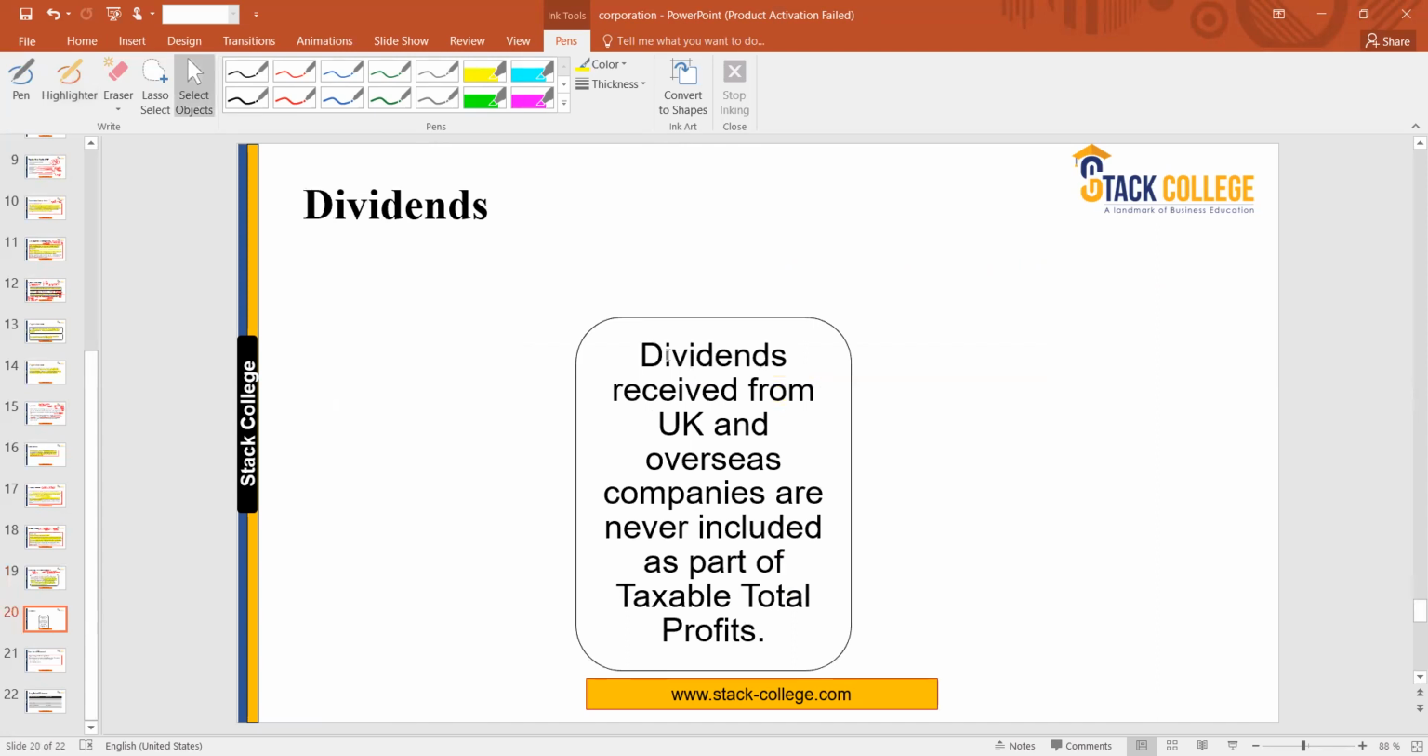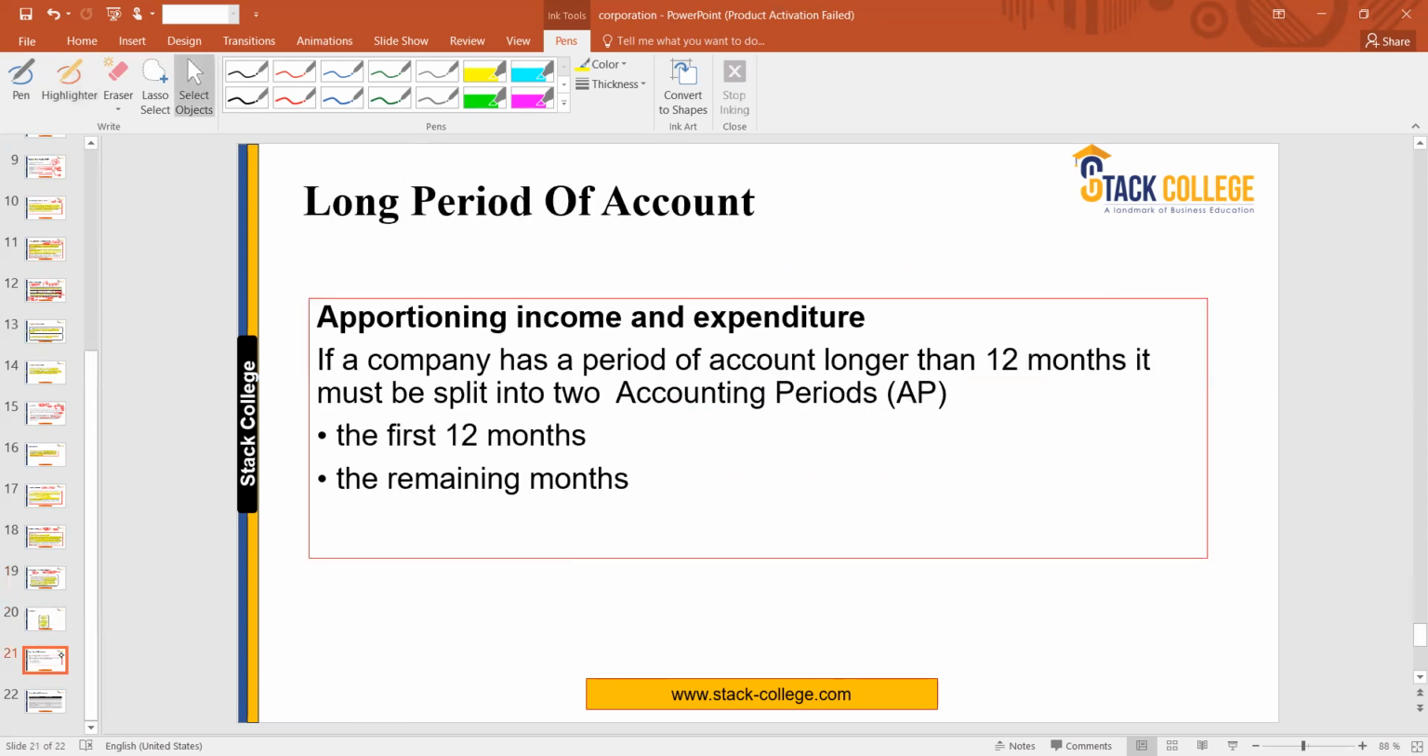Dividend received from UK and overseas companies are never part of taxable total profit calculation. And what is the reason behind that? It means it is an exempt income.